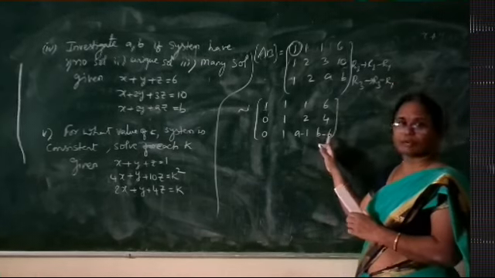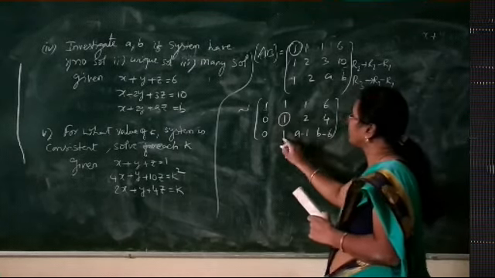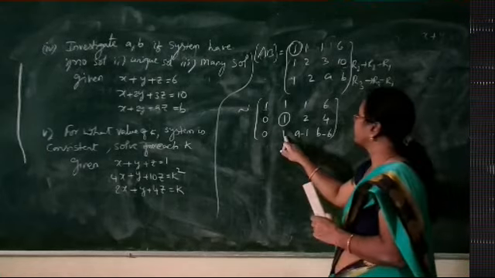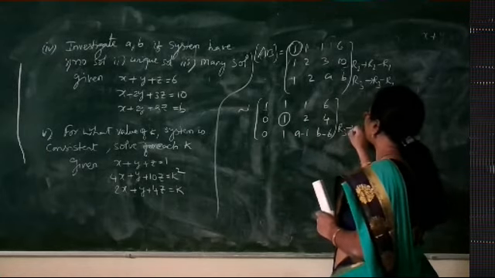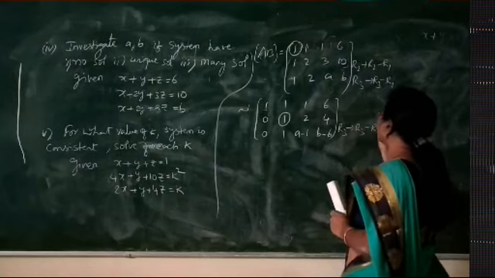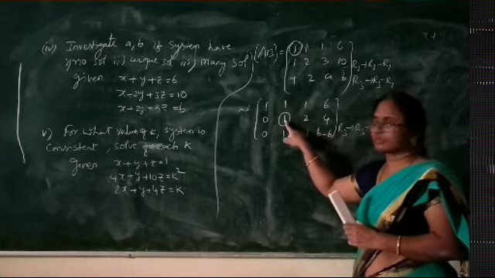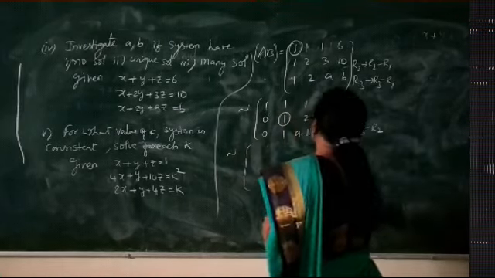This is not the echelon form. Again from the second pivot, the down element has to be 0. This is in R3. So R3 implies R3 minus R2. This R2 pivot has to be used. Now we get the equivalent matrix.